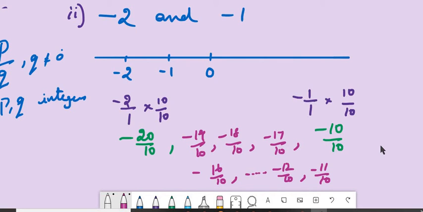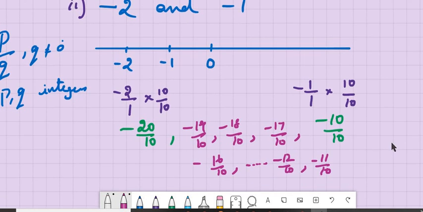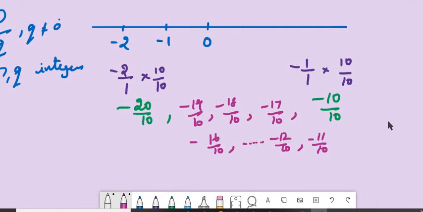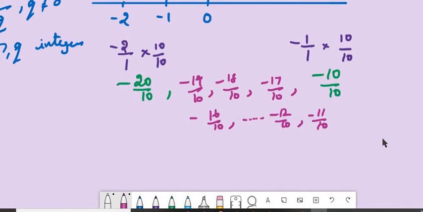Isn't this a convenient way of finding rational numbers in between given two numbers? So writing it properly, the question is listing 5 rational numbers between minus 2 and minus 1. So what are the numbers? Take any 5. Let me take this.